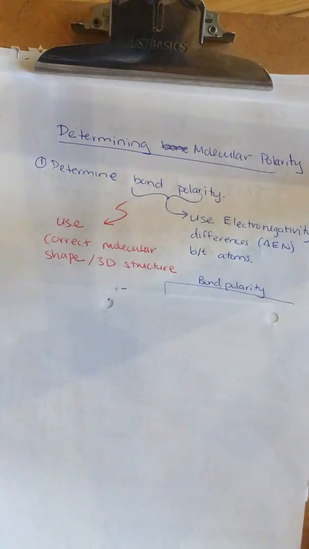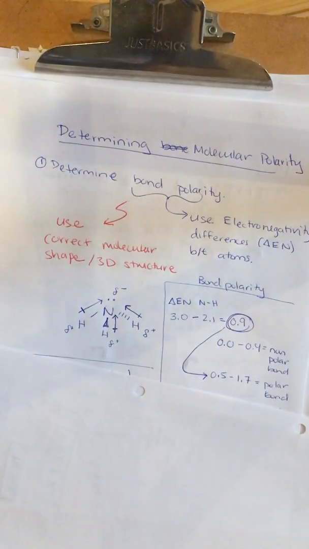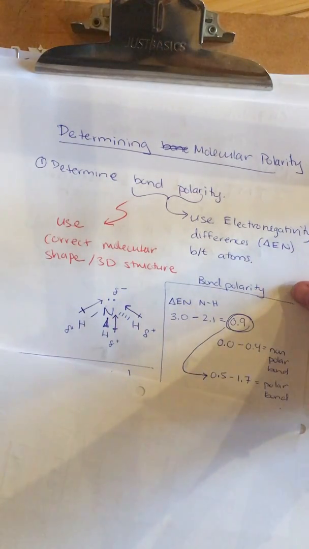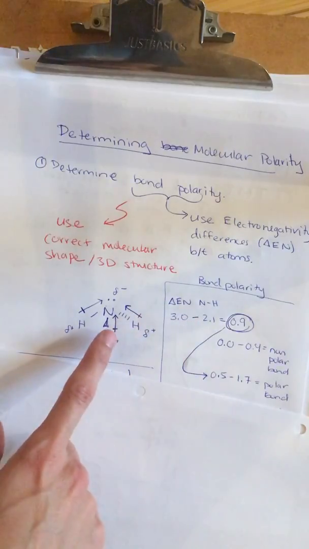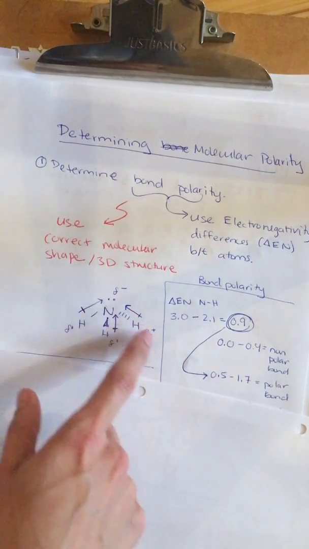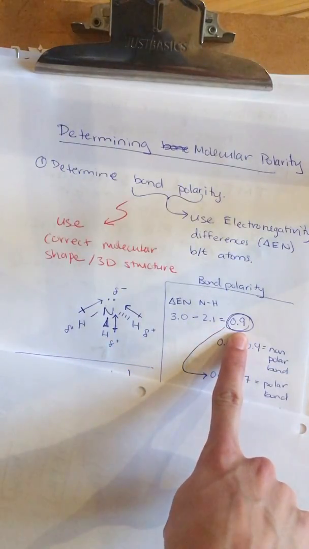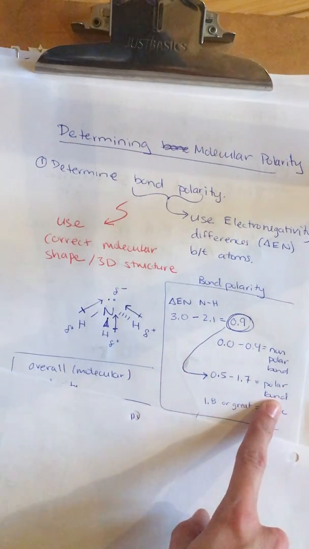So if we take ammonia, NH3, as an example, I calculate the bond polarities here. So that's the electronegativity difference between each bond. In this case, they're the same bonds, nitrogen and hydrogen. There's just 3 of them. So each electronegativity difference is 0.9. That puts us in the polar bond region.